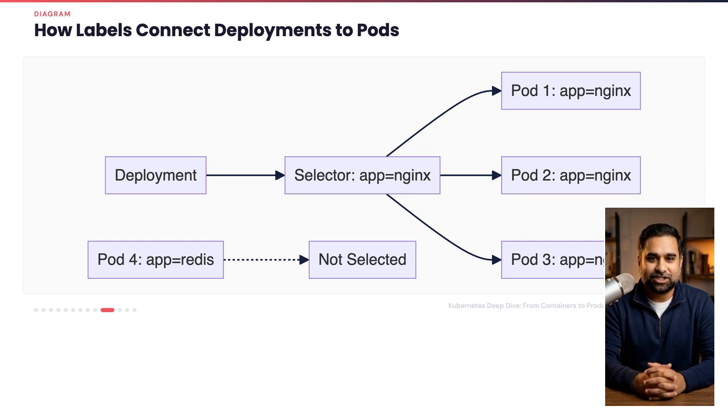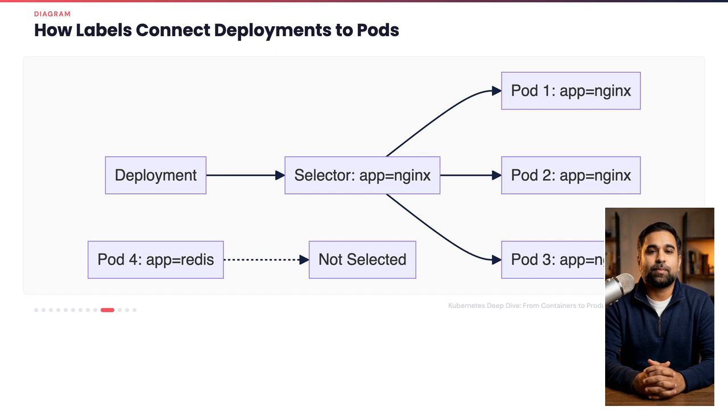Rolling updates in action. Here's a scenario that happens constantly in production: deploying a new version. You have version 1.0 of your application running across 10 pods. You've built version 1.1 with bug fixes. In the old days, you might take the site down for maintenance or carefully stop and start servers one by one. With a deployment, you update the image tag in your YAML and apply it. Kubernetes performs a rolling update automatically.